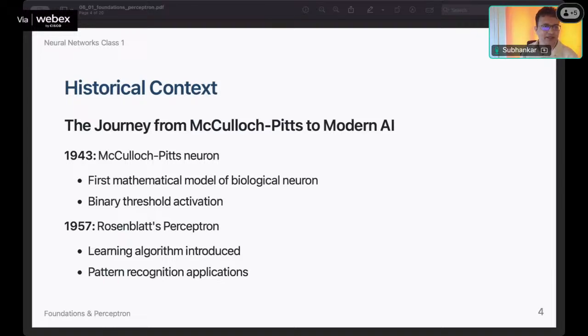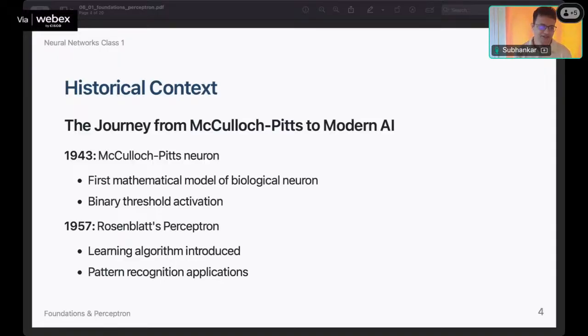The next one is basically some historical context. You need not remember it, but some landmark contributions to why it is so. One of them is McCulloch and Pitts' neuron, 1943. It was the very first mathematical model of a biological neuron. It has just a binary threshold of activation.